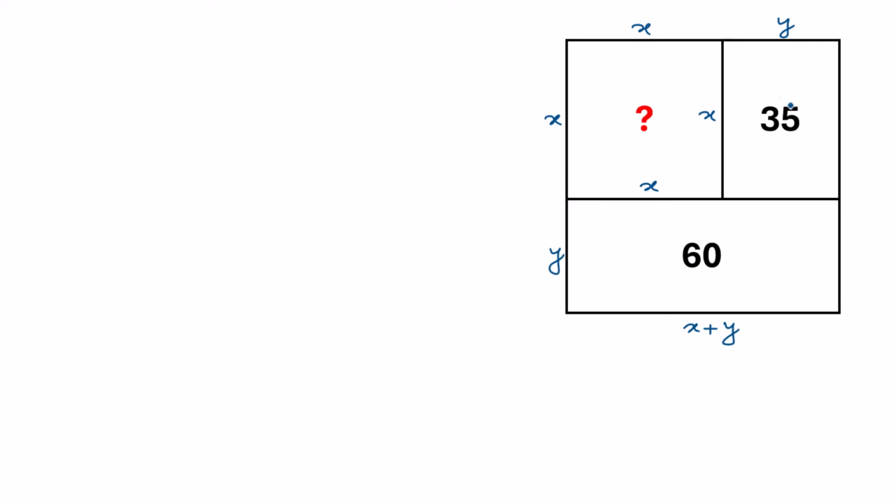Now focus on this rectangle. The area of this rectangle is 35 and its length is x and width is y. So the area will be xy. So we can write xy is equal to, and we have given the area is 35, so it will be 35. Consider this as equation number 1.